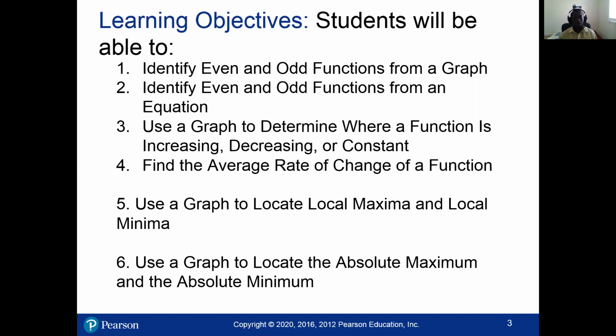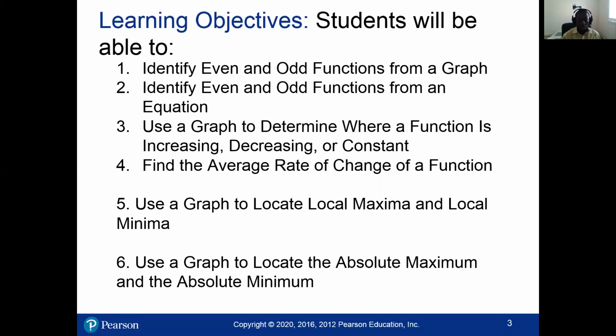At the end of this, you should be able to identify odd and even functions from a graph, and use algebra to find whether a function is odd or even. And then use a graph to determine whether a function is increasing, decreasing, or constant. And then we find the average rate of change for a function. Under that, we also consider the slope and then the equation of a secant line.